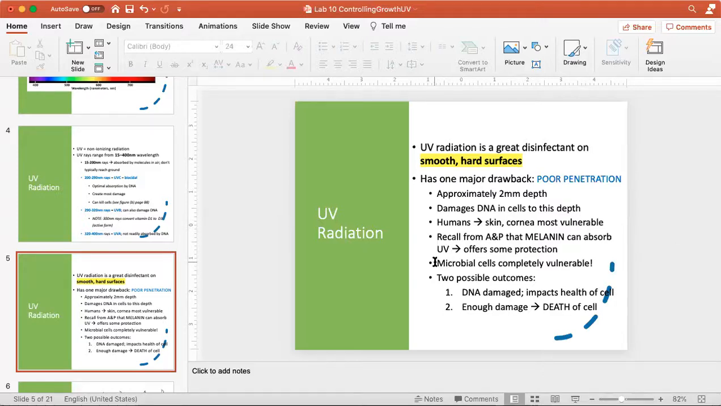Microbial cells don't have any melanin. Microbial cells are completely vulnerable to ultraviolet. There are two things that a microbial cell experiences from exposure to ultraviolet. The DNA gets damaged, and that's going to impact just the health of that cell if its DNA isn't right. And if enough damage is accrued, the cell's going to die. So when we use ultraviolet to control the growth of cells, this is what we're interested in. We're interested in killing those cells so they no longer exist in the environment.